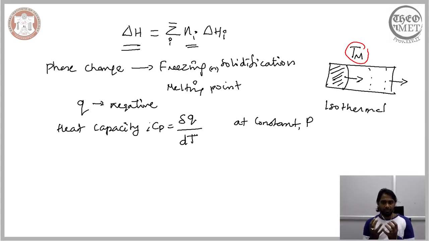So essentially what is happening here is, in order to ensure that the entire system reaches a temperature of T1, we are removing the heat associated with it. Now this is an expression that relates the heat capacity to the heat transfer associated with the system.